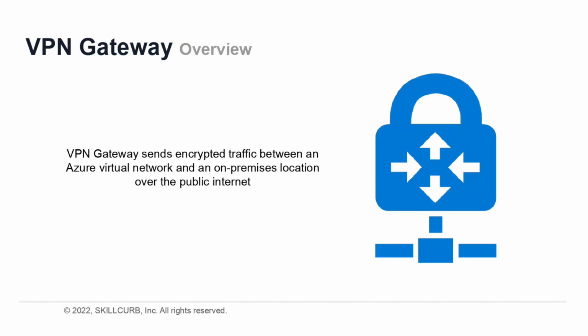VPN Gateway sends encrypted traffic between an Azure virtual network and an on-premises location over the public internet. You can also use VPN Gateway to send encrypted traffic between Azure virtual networks over the Microsoft network. A VPN gateway is a specific type of virtual network gateway. Each virtual machine can have only one VPN gateway. However, you can create multiple connections to the same VPN gateway. When you create multiple connections to the same VPN gateway, all VPN tunnels share the available gateway bandwidth.